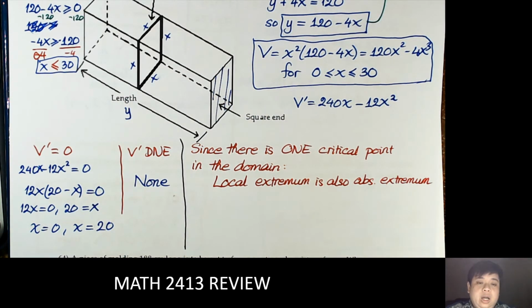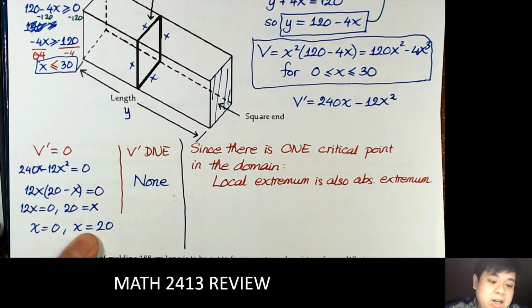Right. Remember, we asked for the largest possible volume, so we asked for the absolute maximum. But because there is one critical point, we don't need to find the absolute maximum separately. The local maximum will also be the absolute maximum. So in that case, we just need to show that at this point it is a local maximum.